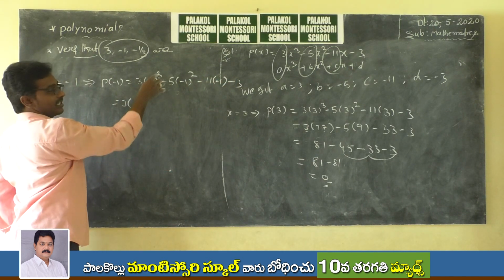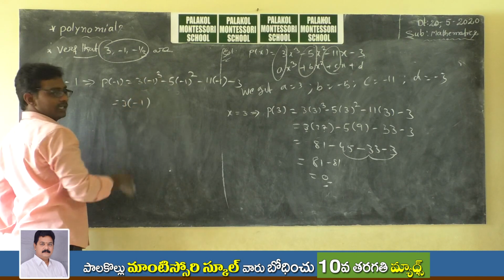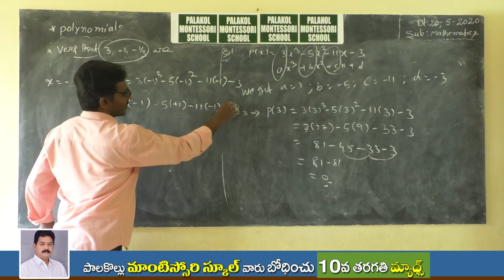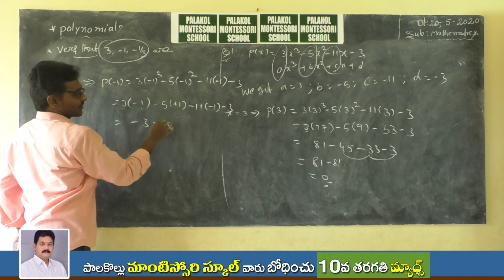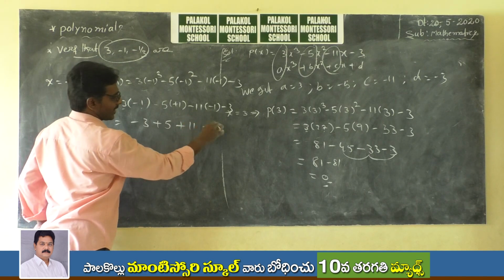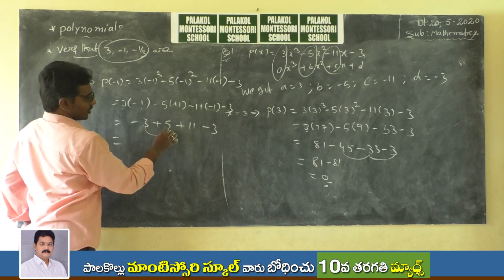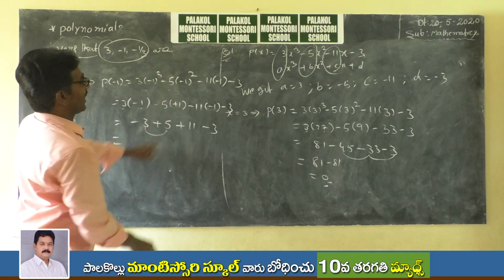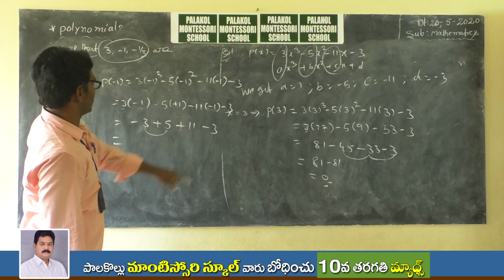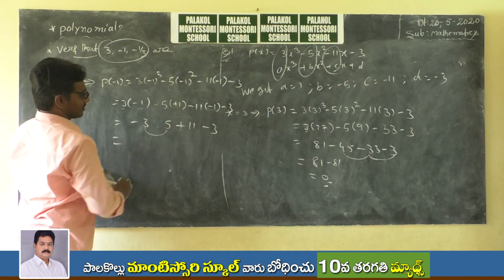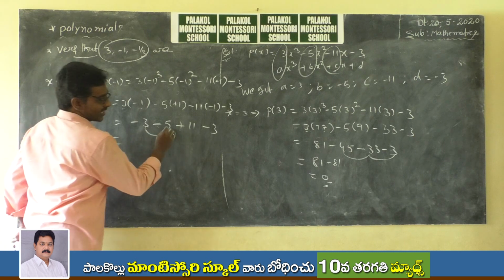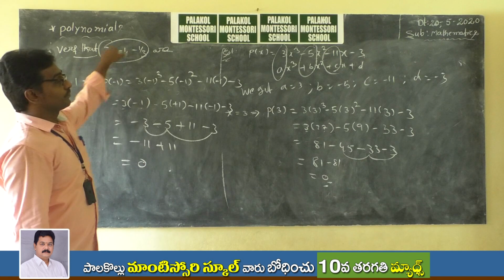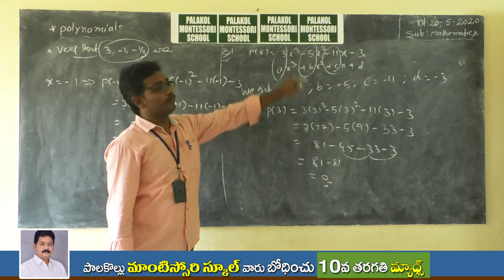So 3 of minus 1 whole cube, this is an odd power, so write directly a negative number: minus 3, minus 5 of plus 1, plus 11, minus 3. So minus 3 minus 5 plus 11 minus 3, and the result is 0. So it is also a factor, a zero, of p of x.